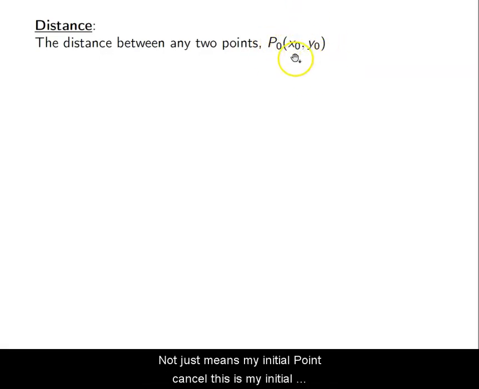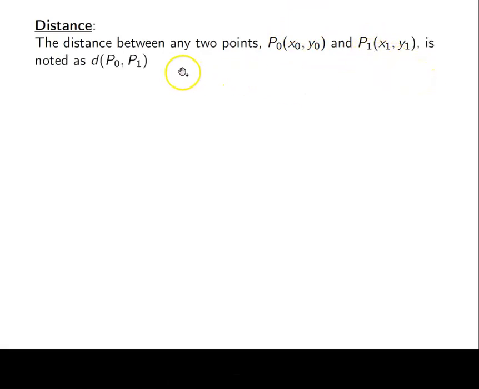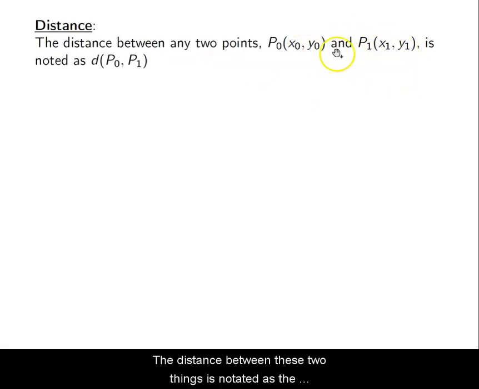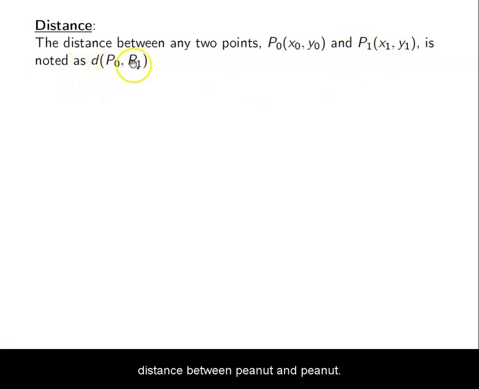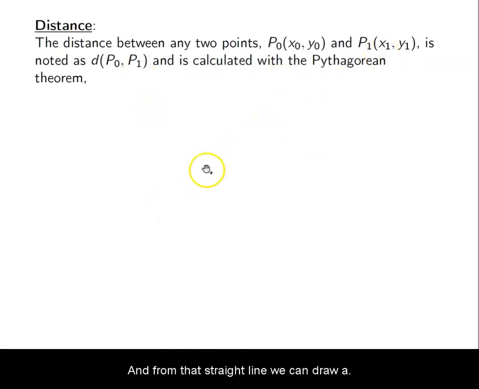So this is my initial point. This is my second point, P1. So that's given by a point X1 and Y1, okay? The distance between these two things is notated as the distance between P0 and P1, okay? And it's calculated with the Pythagorean theorem because the distance between any two points is a straight line. And from that straight line, we can draw a triangle, okay?